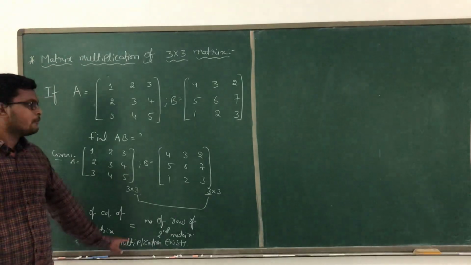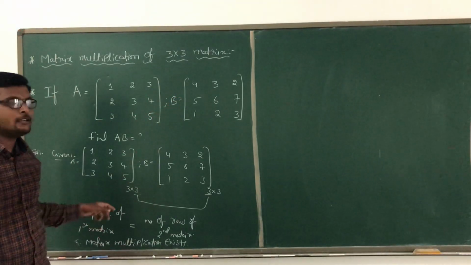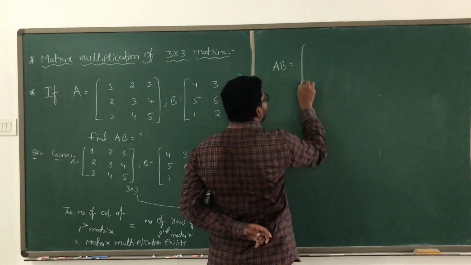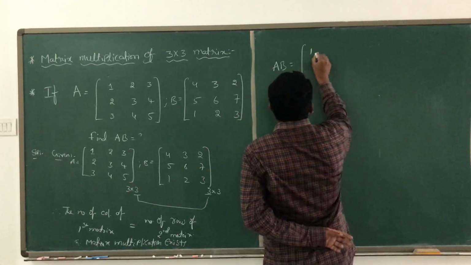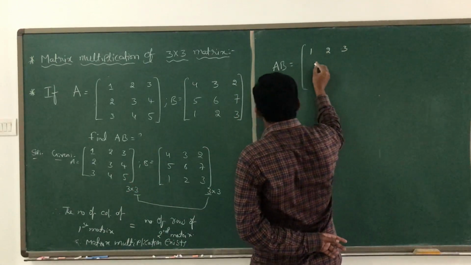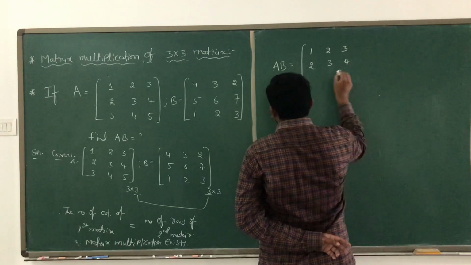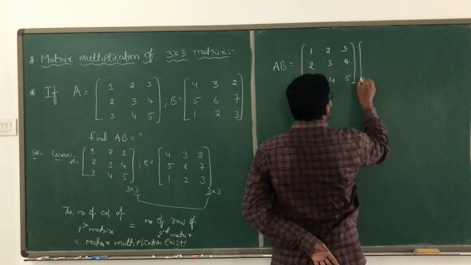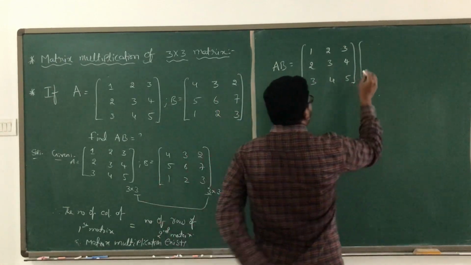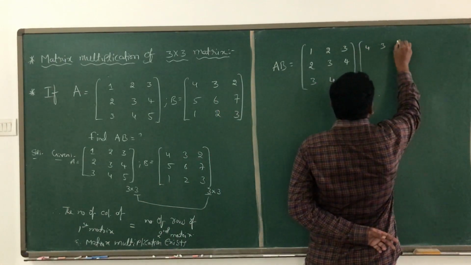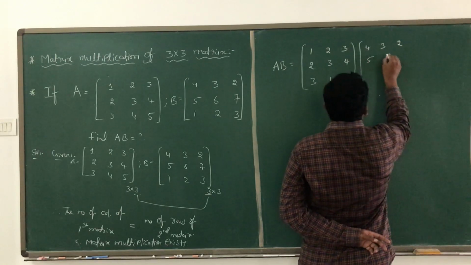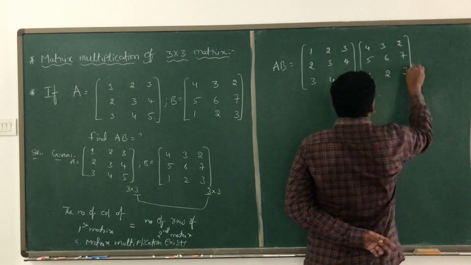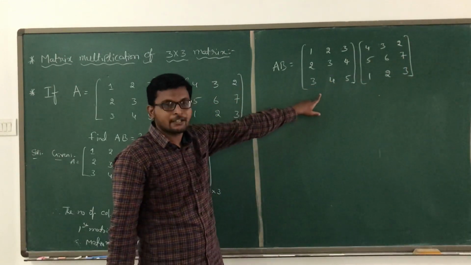Now what we have to do? We have to go for the further procedure: multiply A and B. Therefore AB is equal to, write the two matrices. The A matrix is 1, 2, 3, 2, 3, 4, 3, 4, 5, into the B matrix, which is 4, 3, 2, 5, 6, 7, 1, 2, 3.